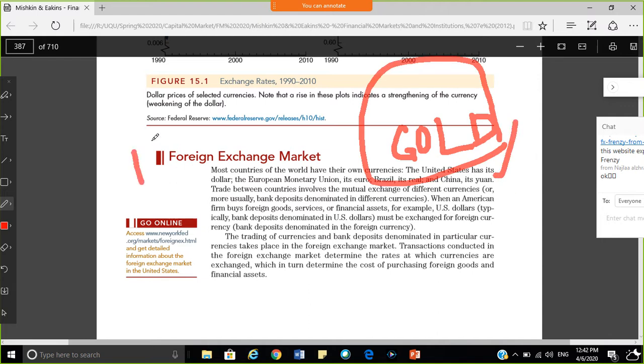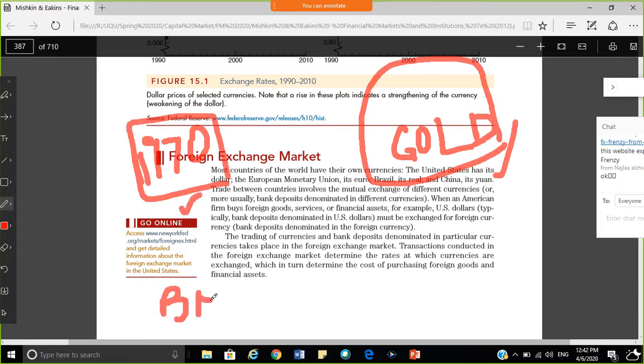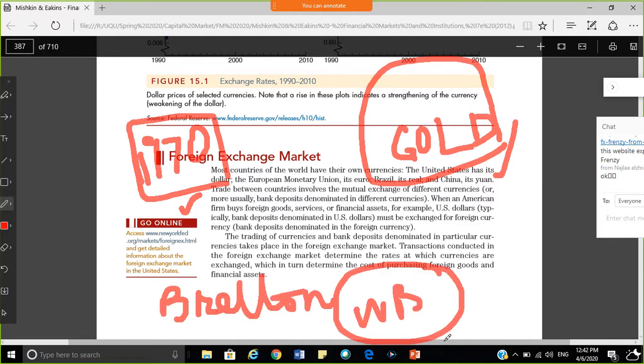But in 1970, approximately, I don't exactly remember the date, you can search for it and share on the group. In the 1970s, they came up with an agreement called Bretton Woods, which led to the formation of World Bank. It was earlier called International Bank for Reconstruction and Development, IBRD, but later converted to World Bank.